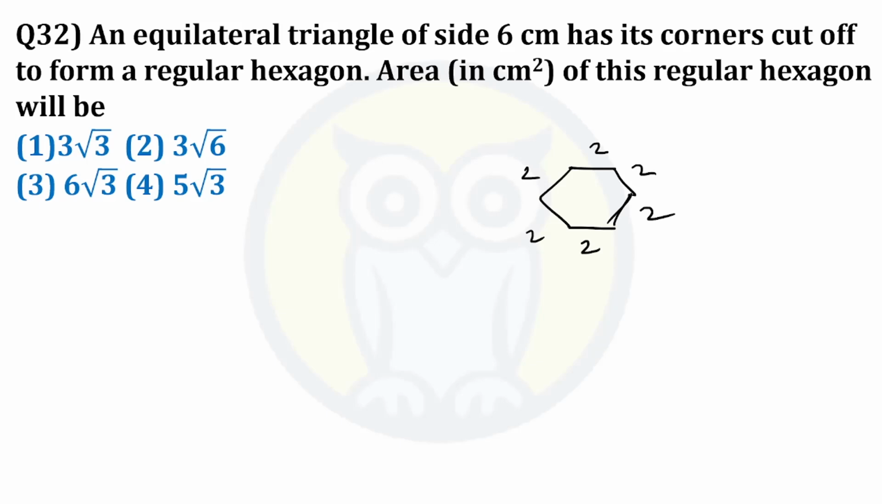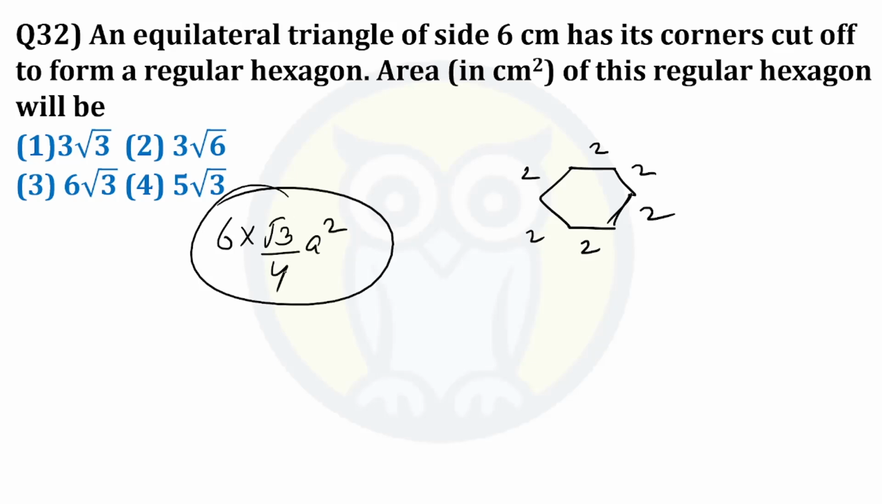Now what is the area of the regular hexagon? Regular hexagon area is 6 into root 3 by 4 a square.